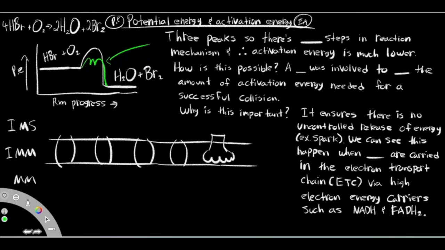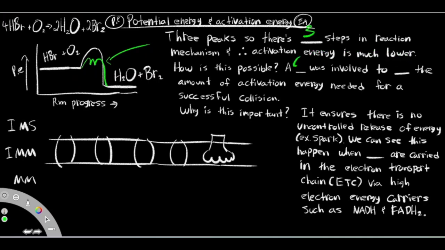Potential and activation energy. As you can see, these reactants over here need to hit a certain threshold up here. In the white, it's going to be more difficult than it would be to hit the green segmented peaks. If there are 3 of them, that means there are going to be 3 steps in the reaction mechanism. Therefore, the activation energy is going to be much lower.